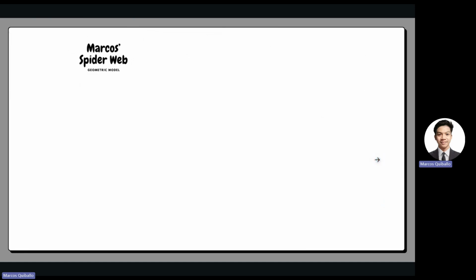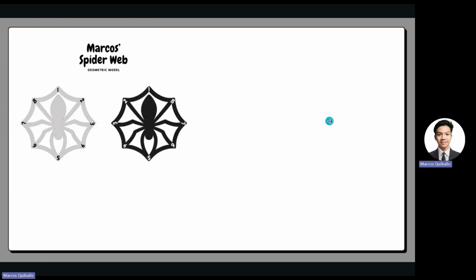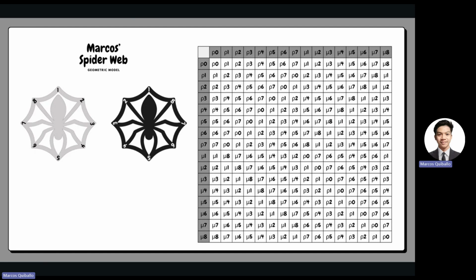So after we have operated all the possible combinations from the identity, which is the row 0, up to mu8, we have here the table of results. So now we are going to check if it is a group.